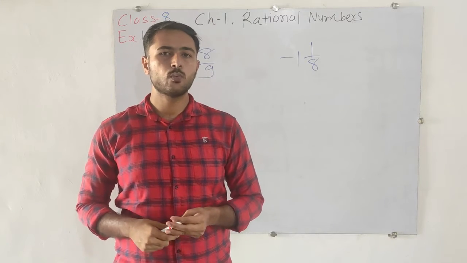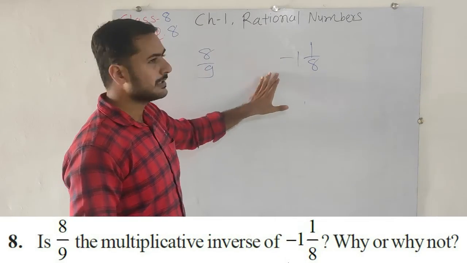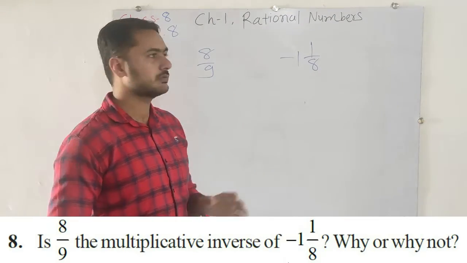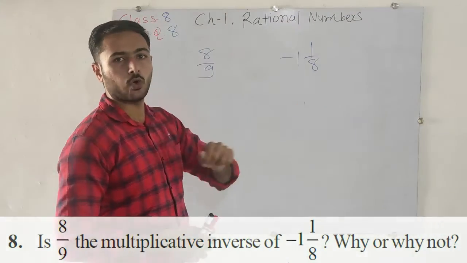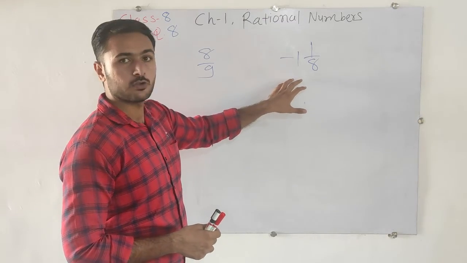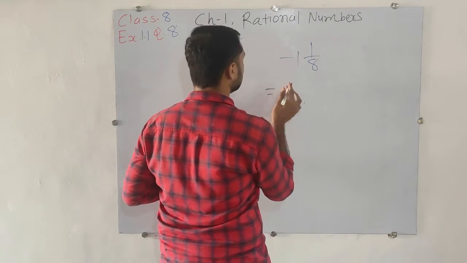In question number 8, we have to check whether 8 by 9 is the multiplicative inverse of minus 1 integer 1 by 8 or not. Okay, so is this the multiplicative inverse of this number or not? We have to check that. So first of all, we need to simplify this number. Let's do that, because that is a mixed fraction.